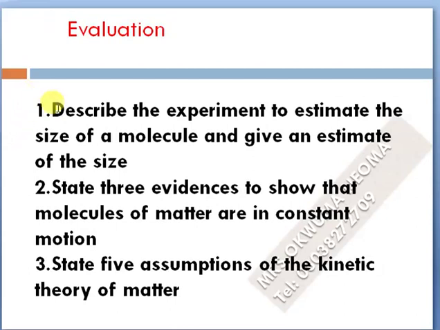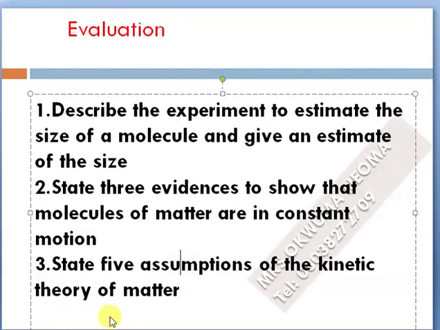Looking at the evaluation questions. Number 1, describe the experiment to estimate the size of a molecule and give an estimate of the size. Number 2, state the 3 evidences to show that molecules of matter are in constant motion. Number 3, state 5 assumptions of the kinetic theory of matter.